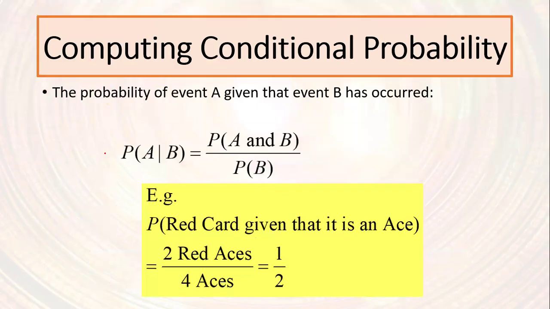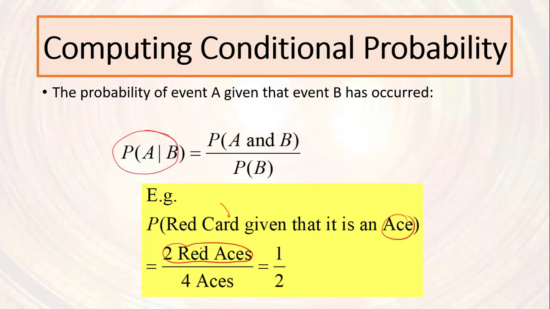I'll give an example again, right? So this is a conditional probability. The red card given that it is an ace, okay? Red card given that it is an ace. So there are two red cards, the red aces.